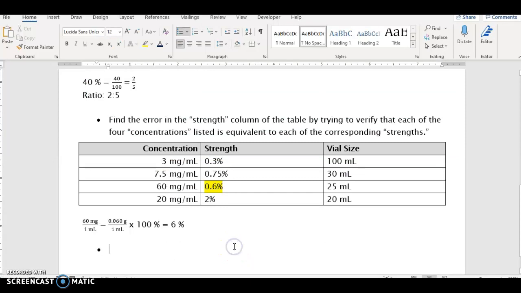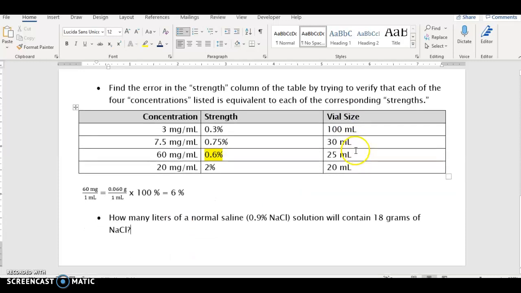Okay, so let me go ahead and copy and paste it. And the question is, how many liters of a normal saline solution will contain 18 grams of NaCl?